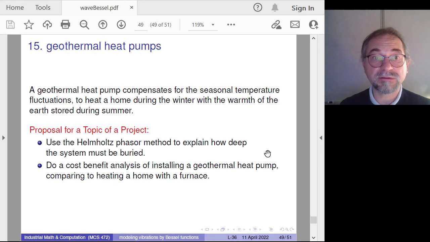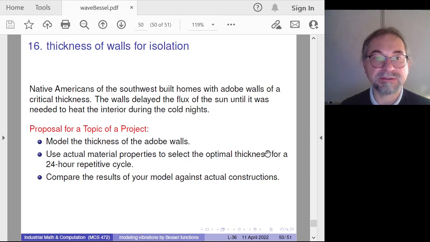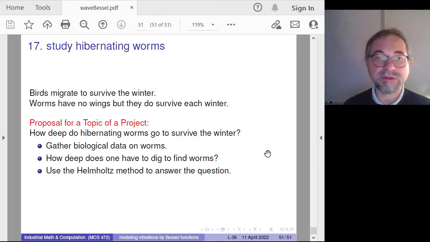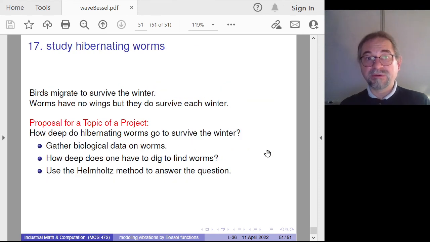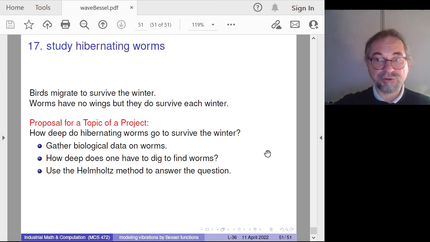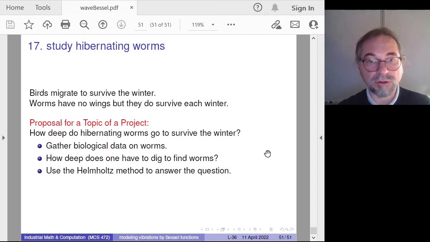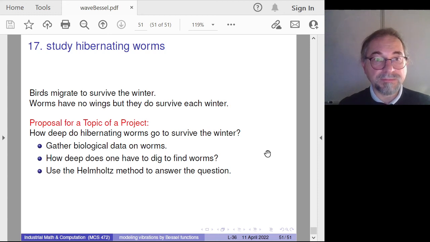The geothermal heat pumps, again the Helmholtz phasor method. The thickness of walls in a construction, not too thick, not too thin. Helmholtz again. And here we have a biology project. How deep should you dig to find worms? And that's project 17. So project 18 is the project for can you hear the shape of a drum?